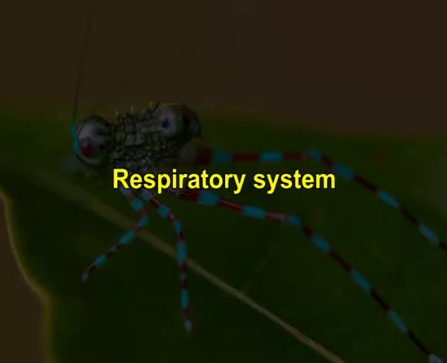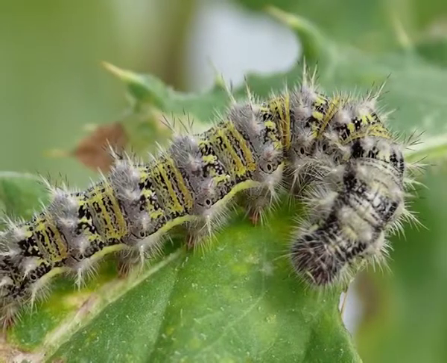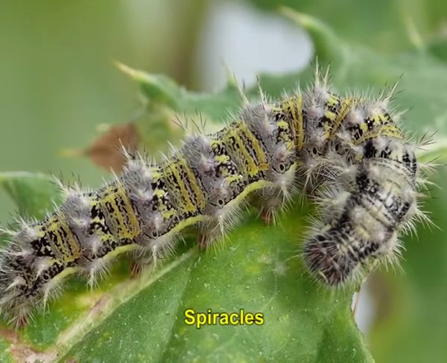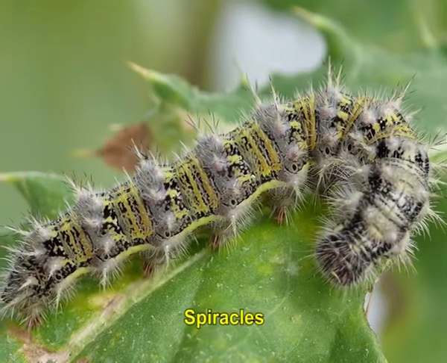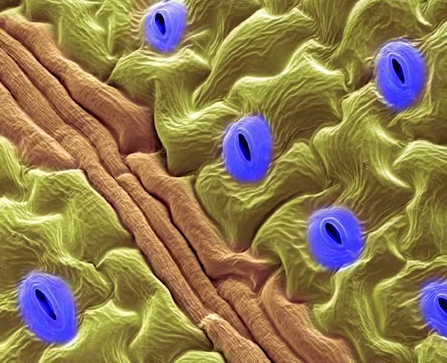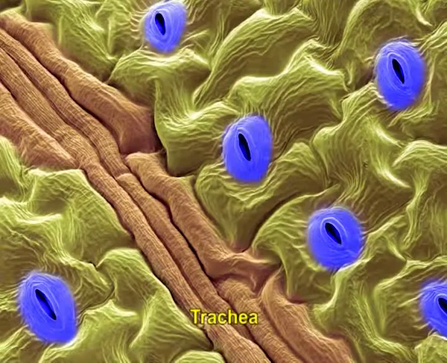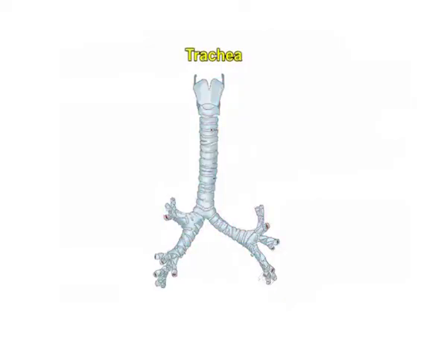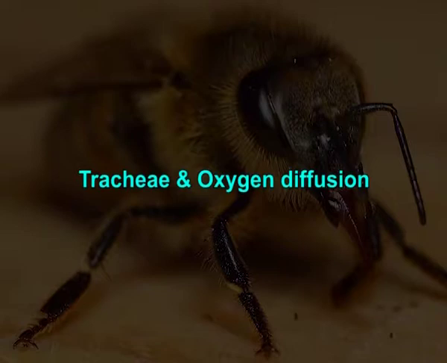The respiratory system. An insect breathes by means of spiracles, which are situated along the sides of its body. Each hole-like structure, or spiracle, leads into a large tube called a trachea. The large tubes divide into small tubes, which in turn divide into still smaller tubes that branch out to all the cells of the body. Trachea and oxygen diffusion.